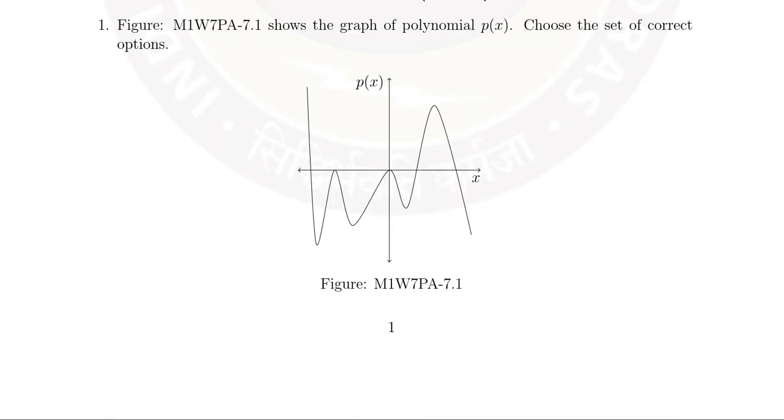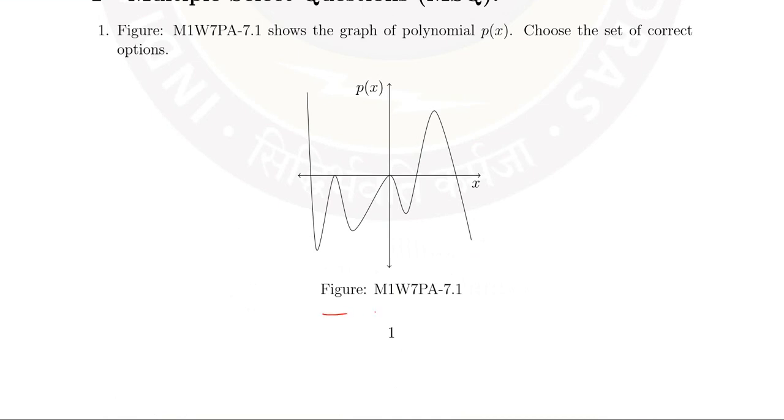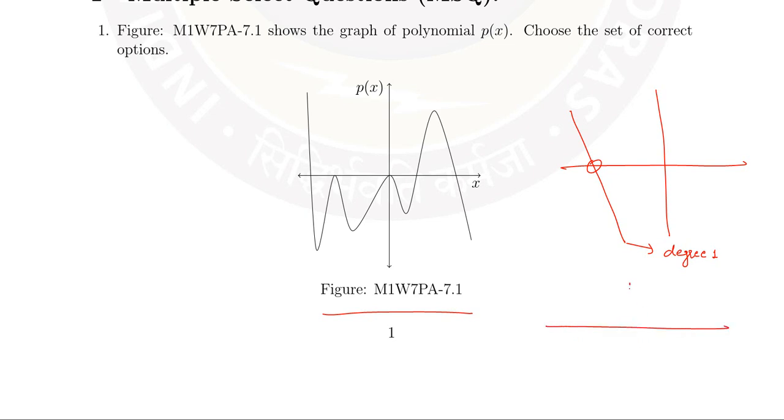If I scroll up to the figure, we can see a curve p of x is given to us, and we have to find what is the minimum degree of this. In order to find the minimum degree, let us quickly recall the behavior of the curve at the x-axis. When the curve simply crosses the x-axis in a linear fashion, it will have a degree of 1.